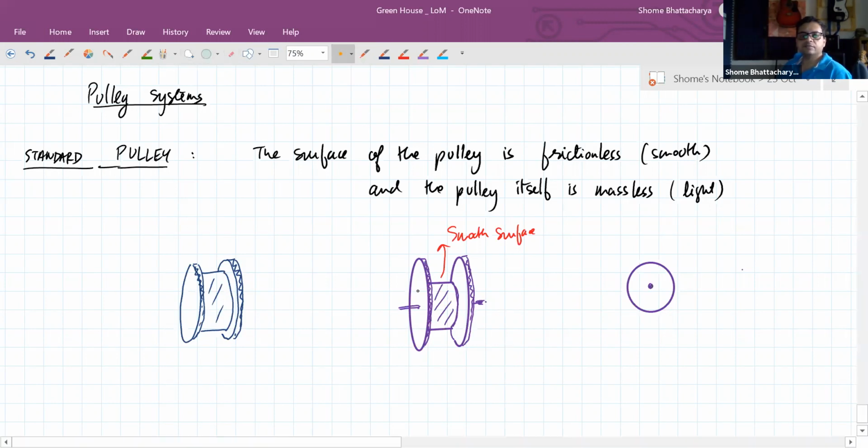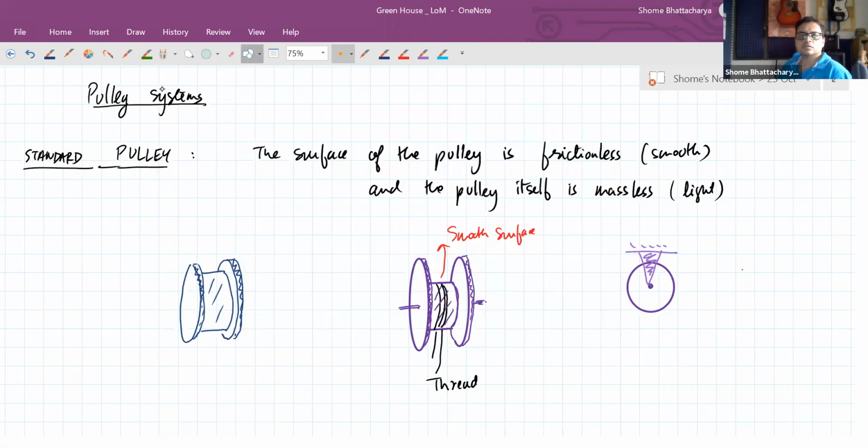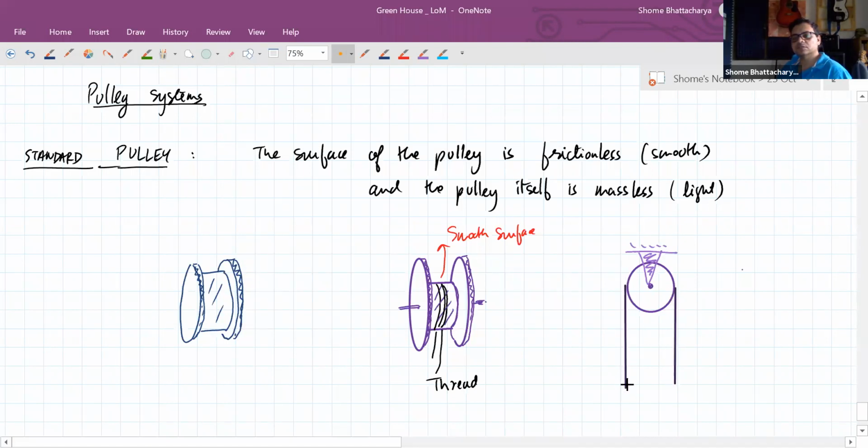Now if we have some thread wound around this, some thread from either side. Imagine this pulley is vertically suspended like this from its axle, and from either side there is that thread coming out. If we pull the thread from one end, it can slip freely on the surface.